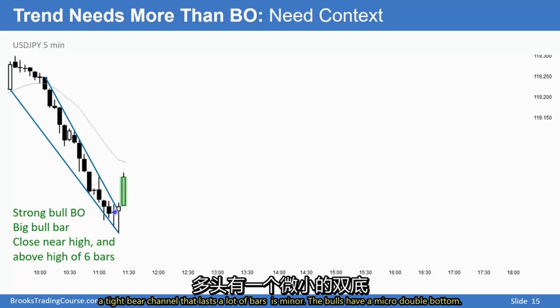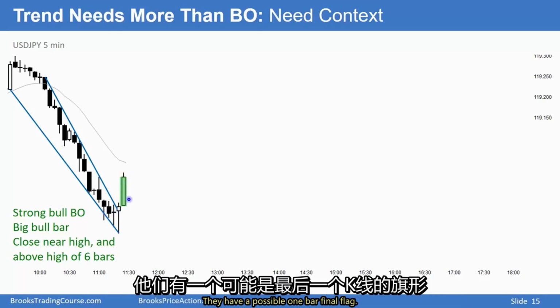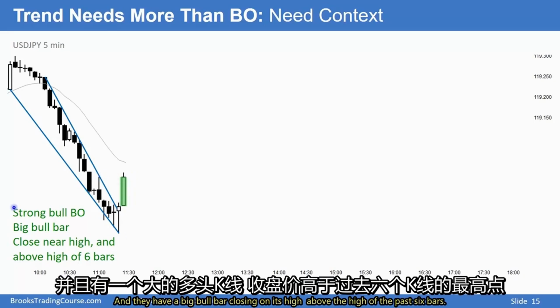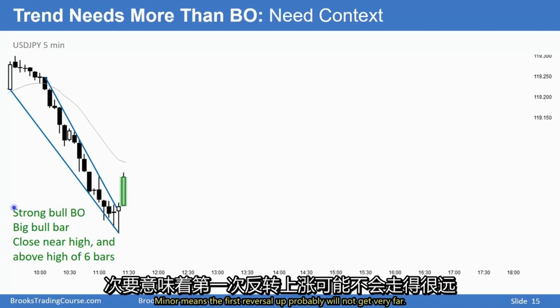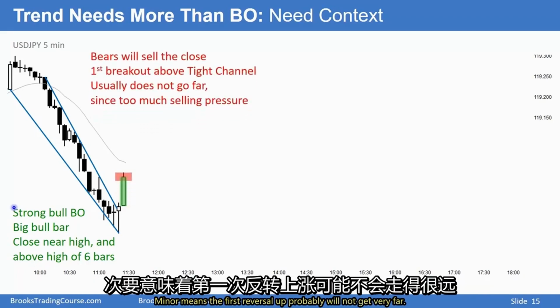The bulls have a micro double bottom. They have a possible 1-bar final flag, and they have a big bull bar closing on its high above the high of the past 6 bars. All good for the bulls, yet probably minor. Minor means the first reversal up probably will not get very far.